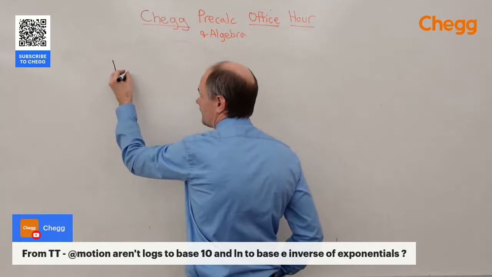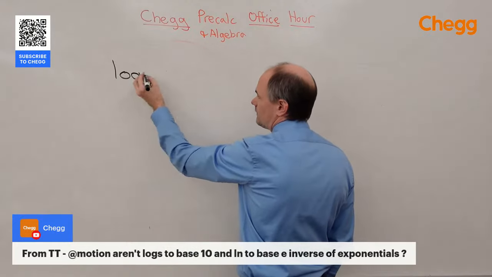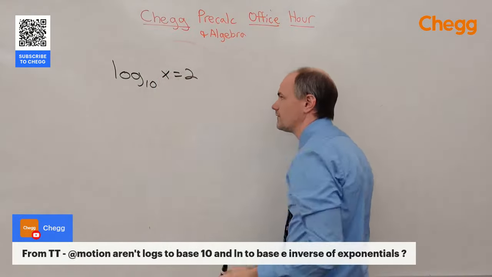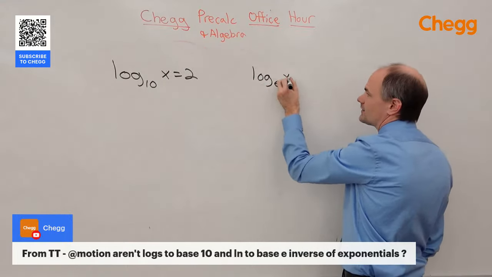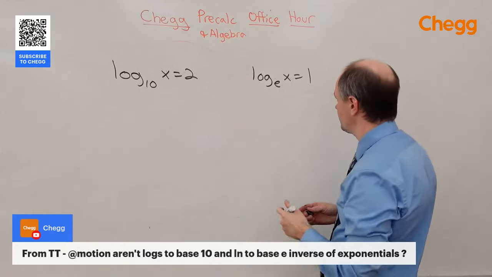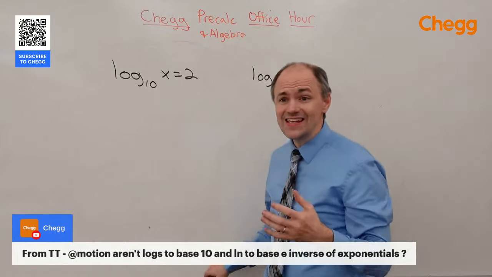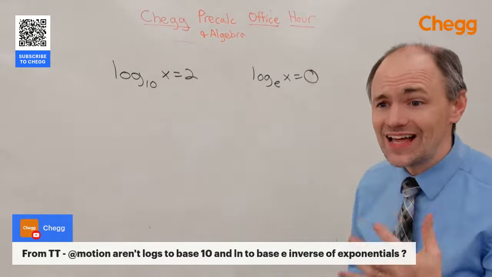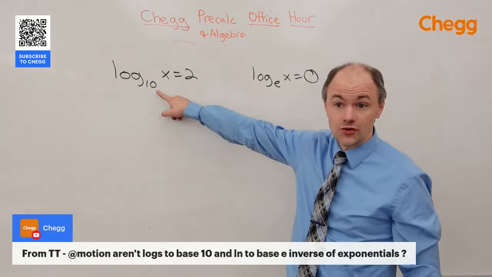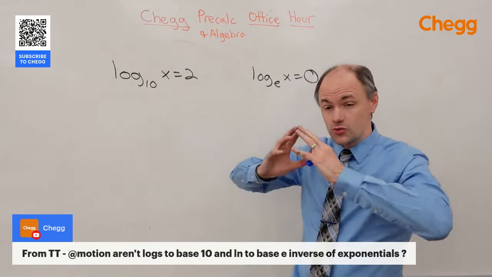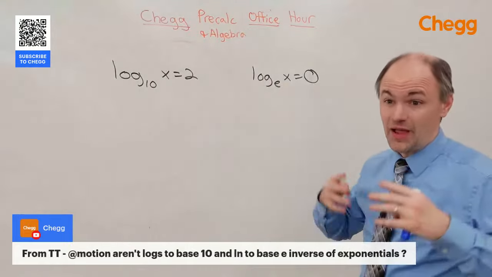Log base 10 of x equals 2, and maybe log base e of x equals 1. Or equals 0. Let's make this one equal to 0. So 10 and e are numbers that come up a lot when we're doing applied mathematics. 10 comes up a lot because of astronomy, physics. We're doing things on a very large scale, and so you've got scientific notation, and you're multiplying by 10 to get various powers of 10.